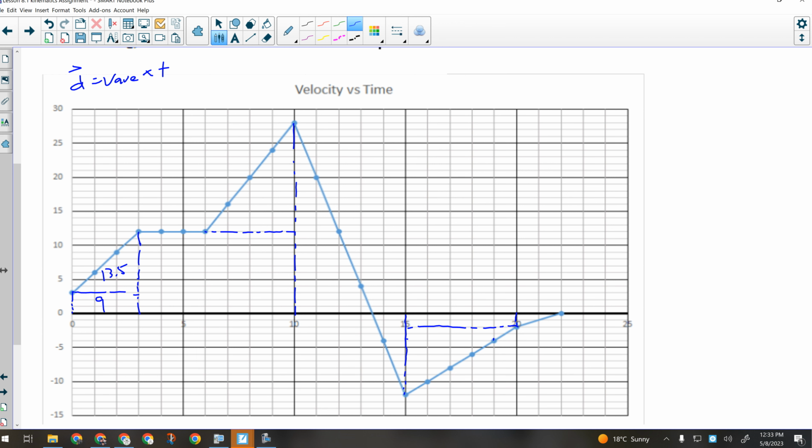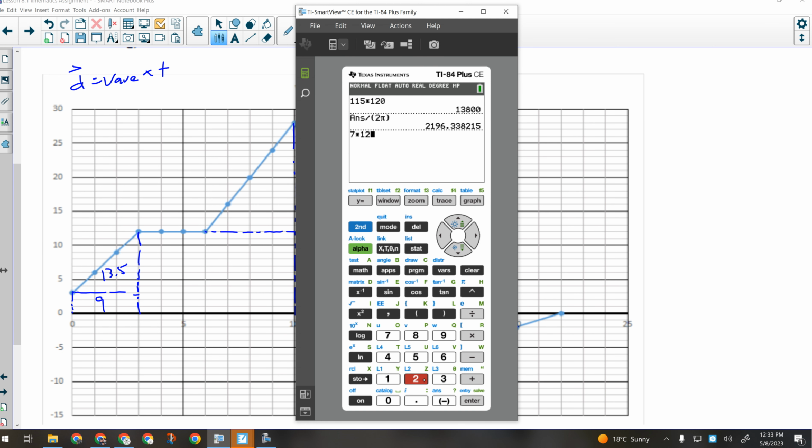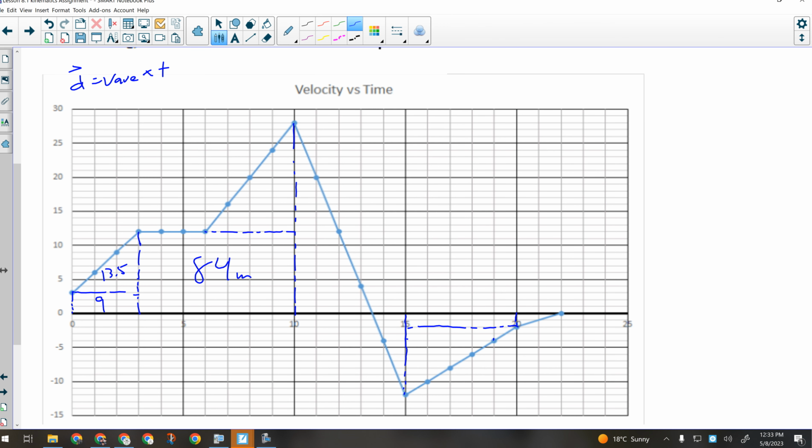And then we've got this rectangle that goes from 3 to 10, so it's 7 on the base, and it is 12 high. I'm not doing that in my head. So that's 84 meters. And then we got this triangle here that is 4 on the base, and goes from 12 to 27, so that's 15. So that one's 60 divided by 2 is 30 meters.